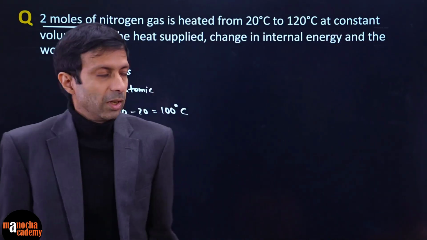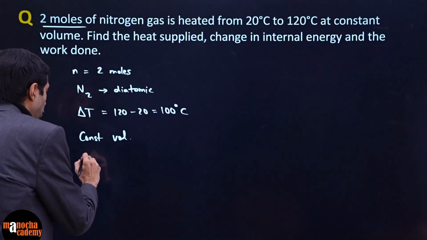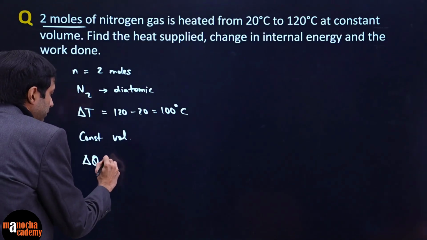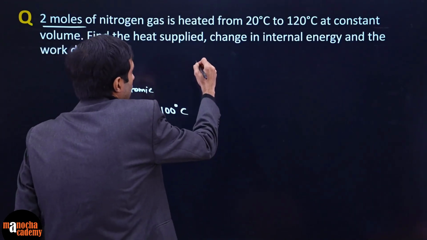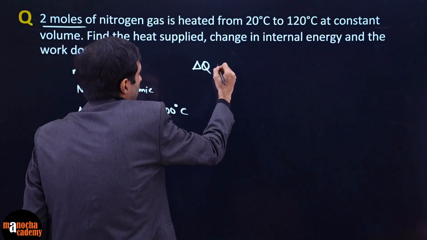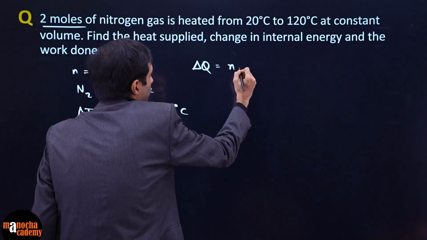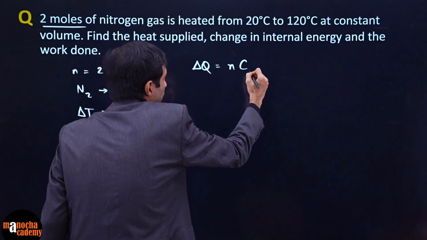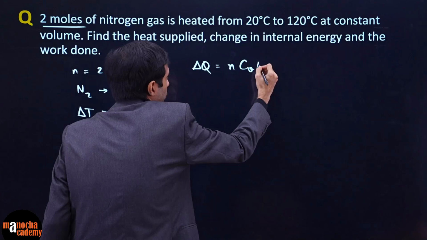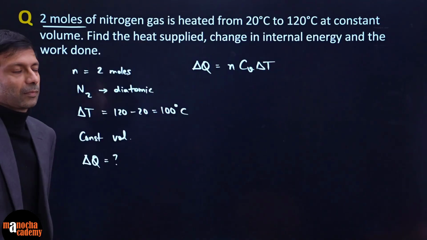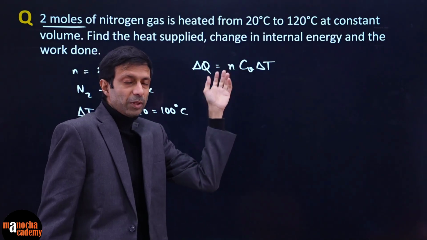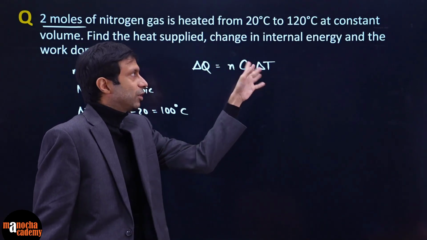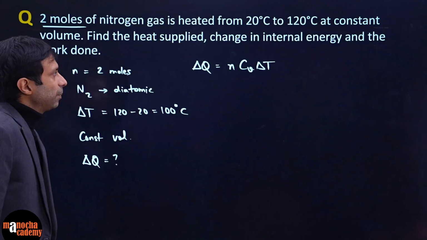So how will you do this? So we want to find the delta Q. Delta Q, what did we say? We can use this formula. Delta Q is number of moles, molar specific heat capacity at constant volume times delta T. Can I use this? Number of moles times the molar specific heat capacity, right? Which means per unit mole per unit temperature times delta T. That's it. Just apply the formula.